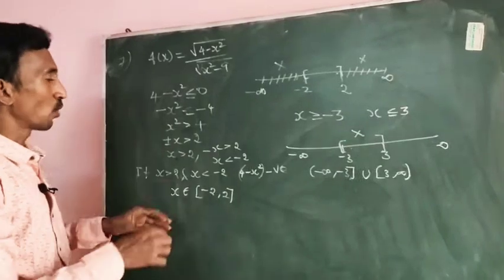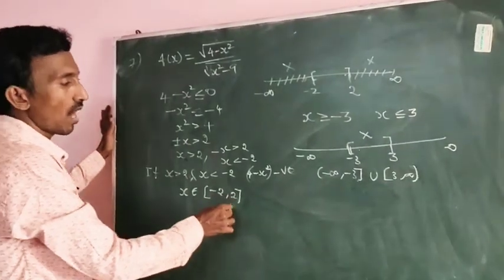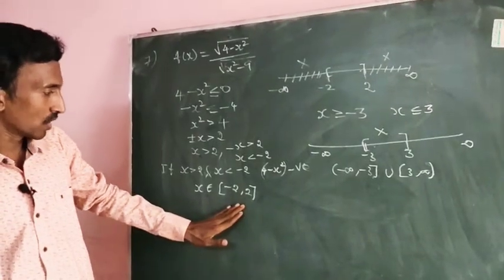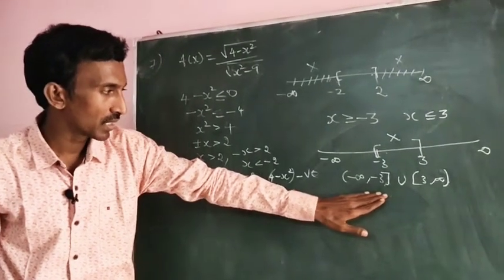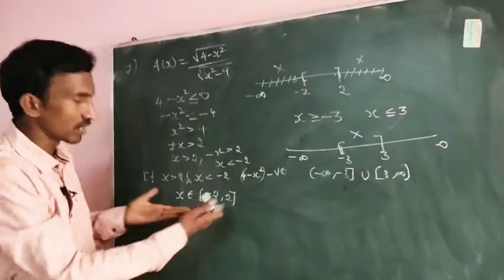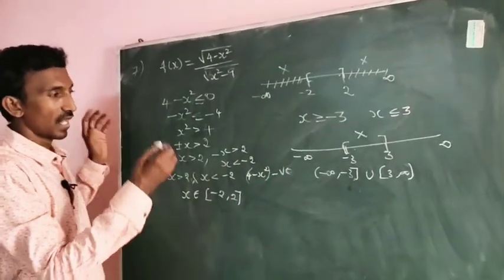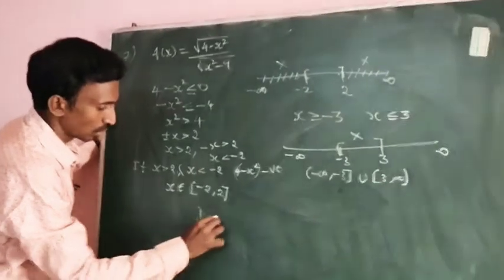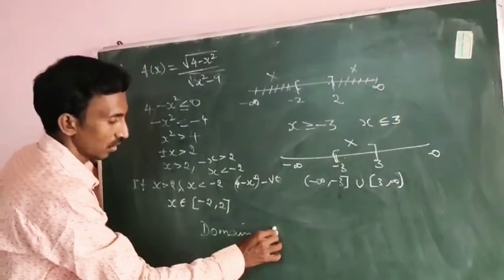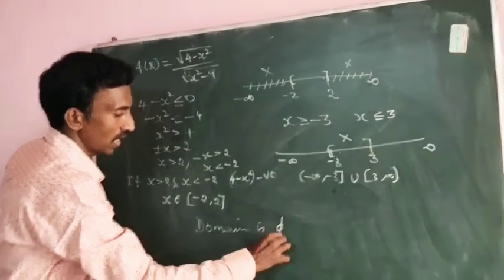So that is the existence of the numerator and that is the existence of the denominator. Now the domain is what is common to the two. So minus 2 comma 2, and minus infinity comma minus 3 union 3 comma infinity, there is no common value for that. Therefore here the domain is nothing but the null set, the empty set.